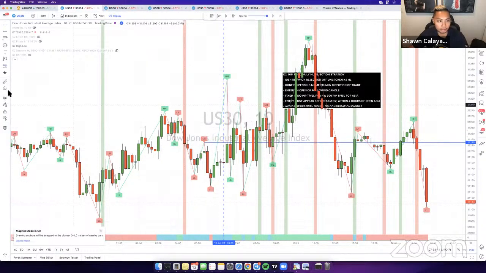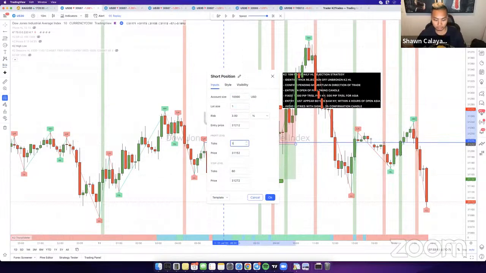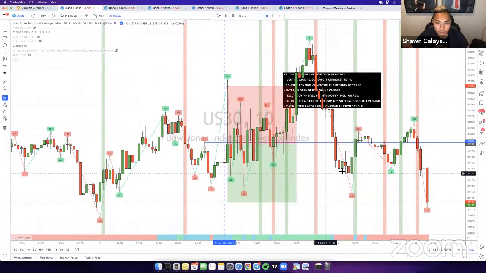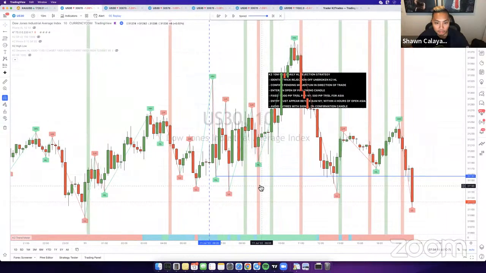So for this one right here, I think the entry would have been on this candle right here. Oh, actually, no, that wouldn't be a sell there because there's no pending sell signal. Okay, the entry actually happened right here, because you need that pending signal.